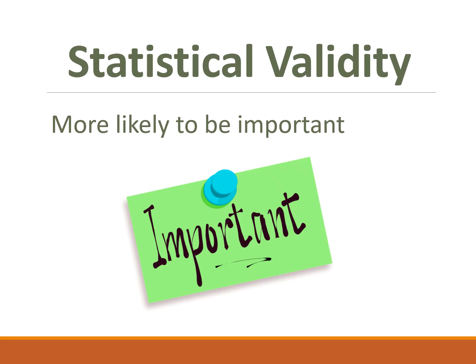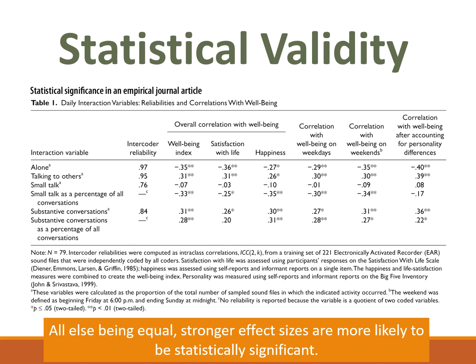Statistical validity is how likely it is that what we found is actually important. That's different than statistical significance. Significance is simply a measure of how probable it is that we're correct if we're making a claim or an assumption. Statistical validity is how important is that assumption. So generally speaking, all else being equal, the stronger effect sizes are more likely to be statistically significant.